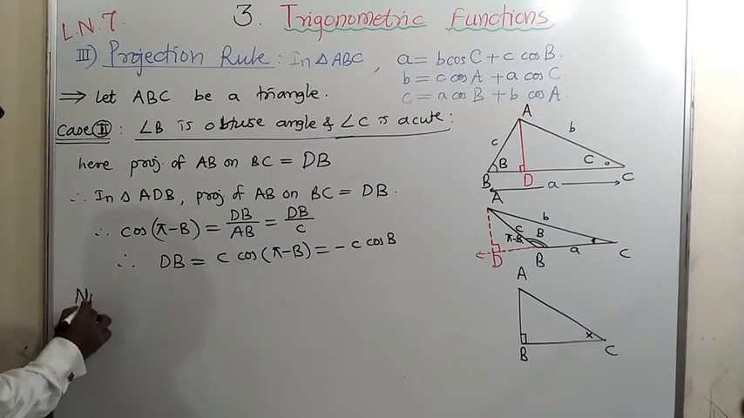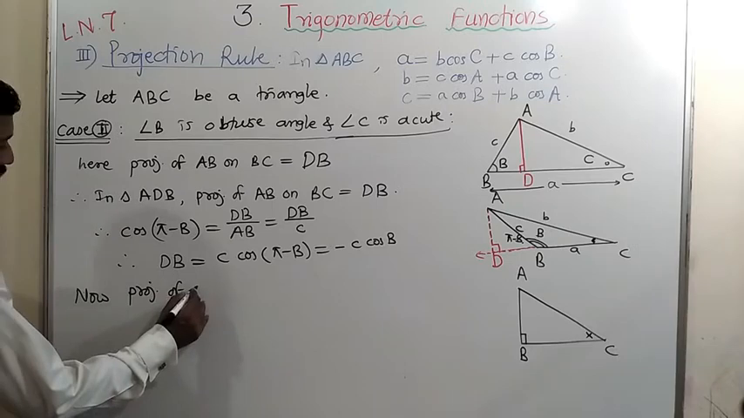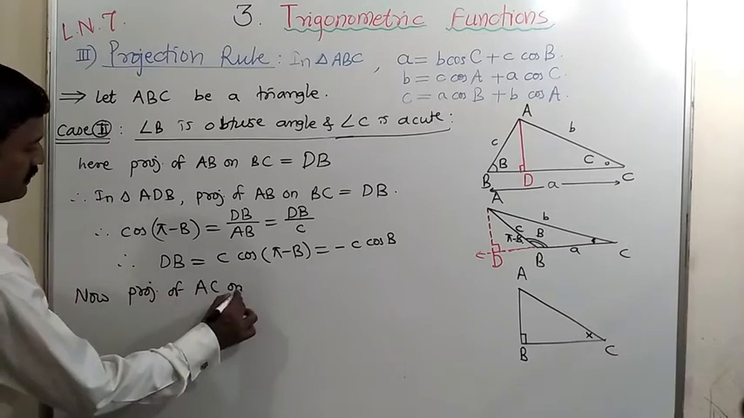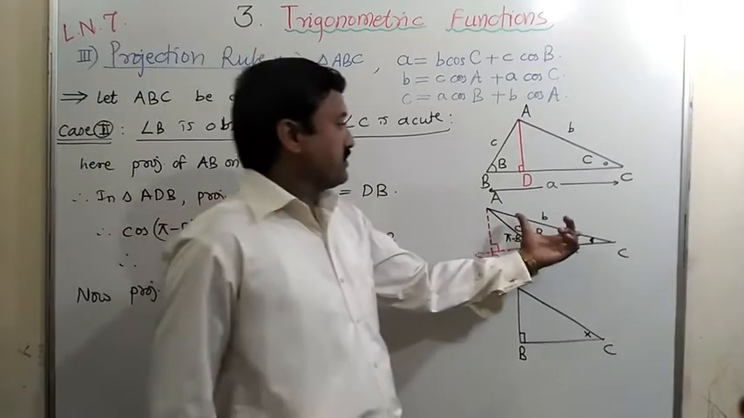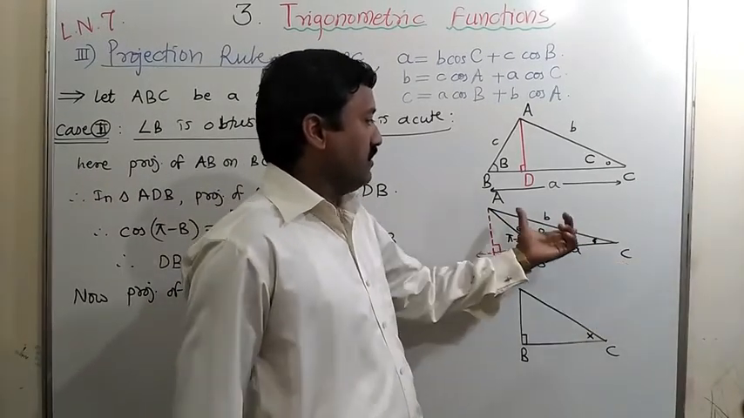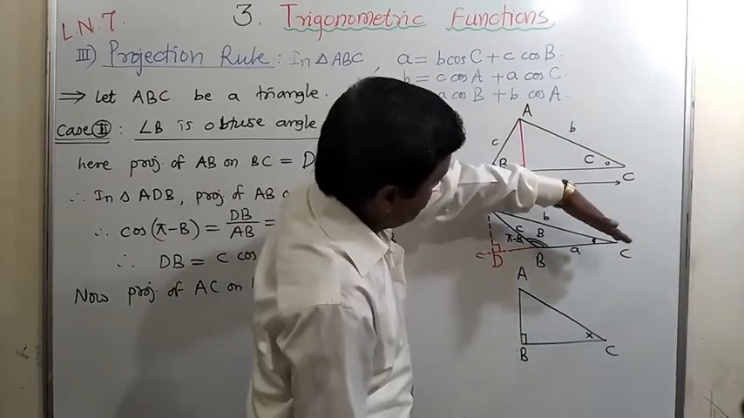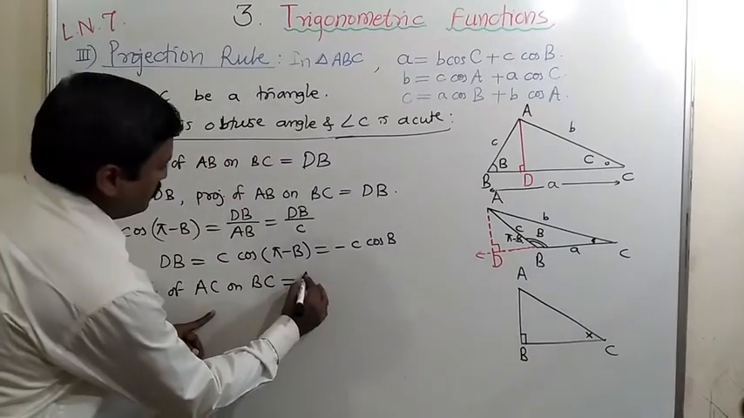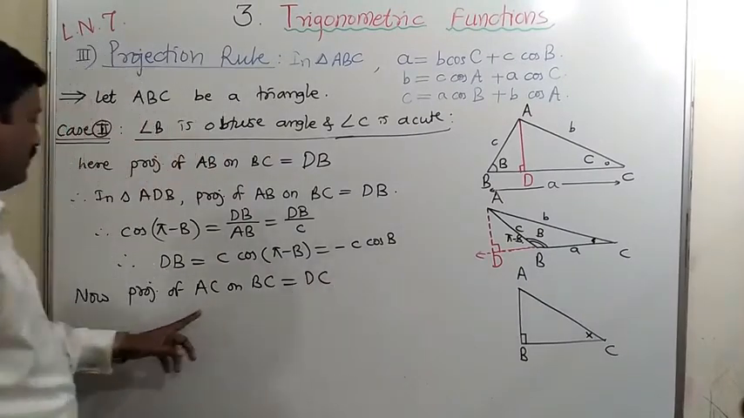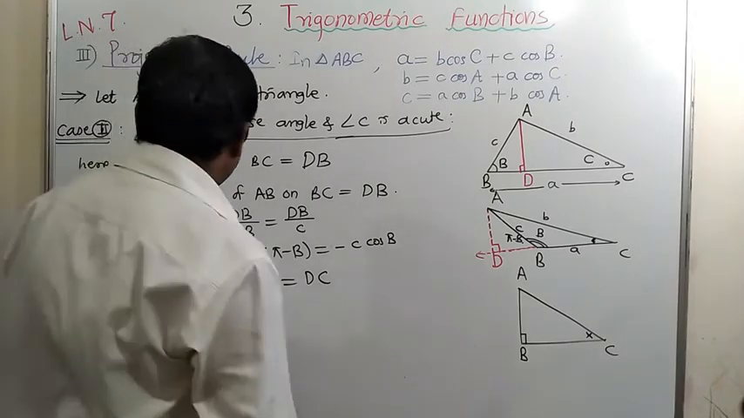Now the projection of AC on side BC is nothing but the shadow of AC on BC. The shadow of this is this much, BC. So what is the projection of AC on BC? It is BC.